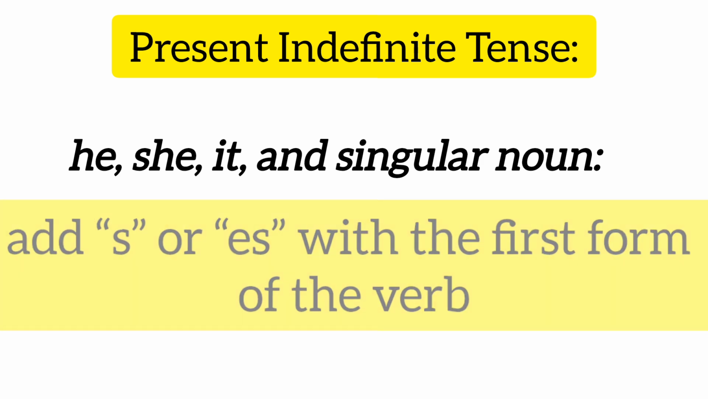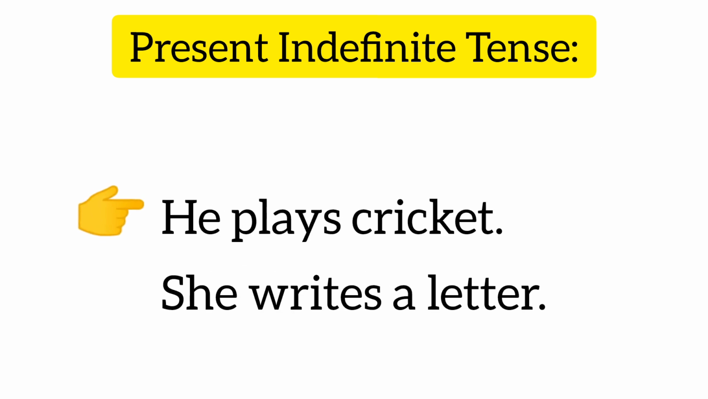For example, look at these examples. He plays cricket. She writes a letter. You see that play is a verb. Here s is added with the verb because the subject is he. Similarly, in the second sentence, verb is write. Here s is added because the subject of the sentence is she.